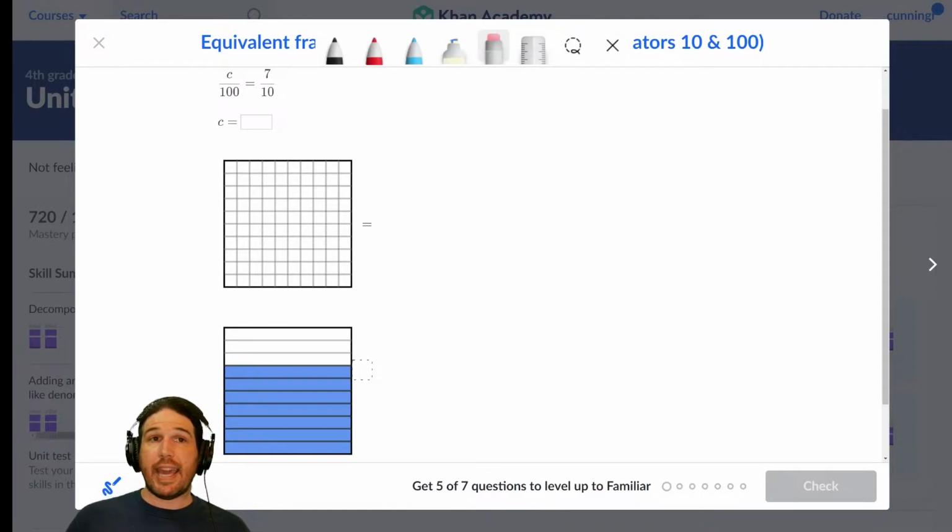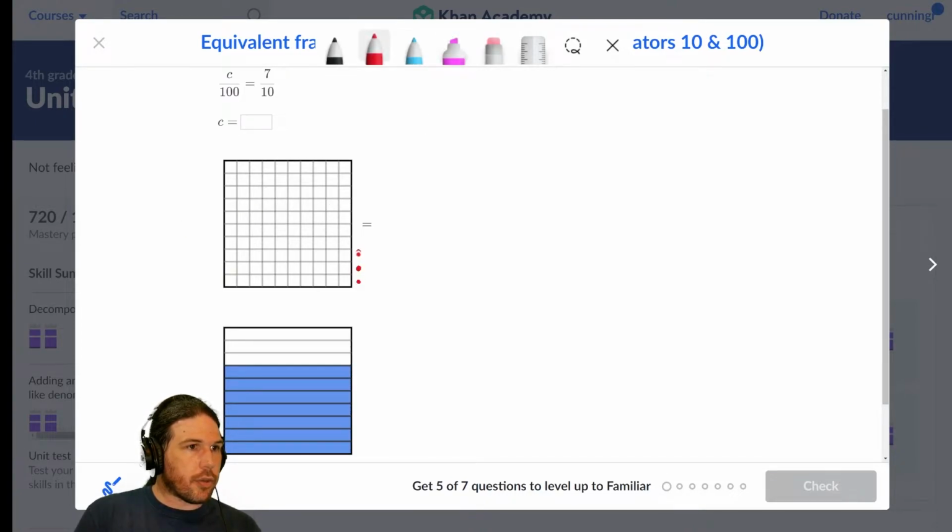Just like if I take a pizza that's cut into some number of pieces, and I take each piece and cut it in half, I have created twice the pieces. They are just each half as big. I really hope that makes sense. So in this case, we would end up with 1, 2, 3, 4, 5, 6, 7 tenths, and each tenth is 1, 2, 3, 4, 5, 6, 7, 8, 9, 10 squares.